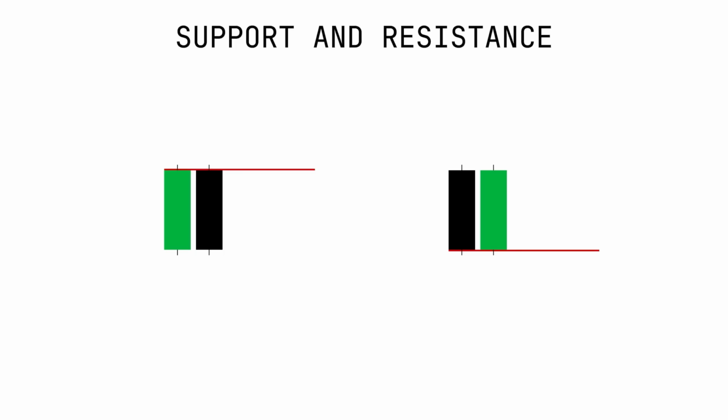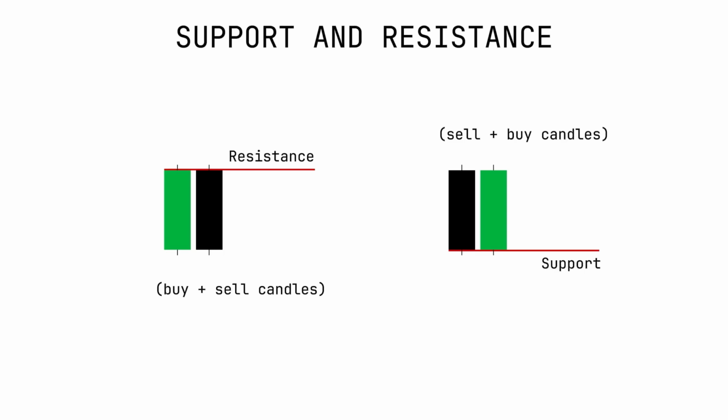support and resistance. A resistance level is formed when there are two candles, the first being a buy candle and the second a sell candle. Where the first candle closes and the second candle opens is our resistance level. A support level, in turn, is a formation where the first candle is a sell candle and the second is a buy candle. Where the first candle closes and the second opens is our support level.